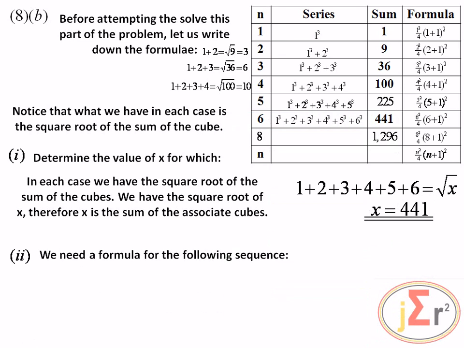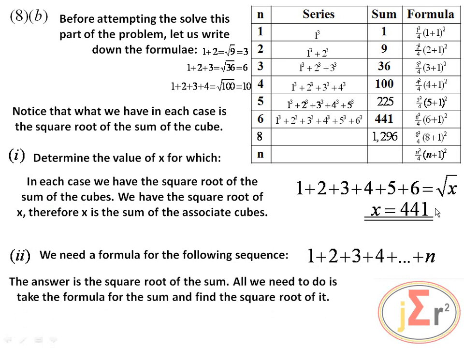We need a formula for the following sequence. I think that we should make reference to this one. In each case, we have the square root of the sum of cubes. So here we have the sum up to n. If we have the sum up to n, what do we do? We make use of the associated sum of cubes, which is this one.